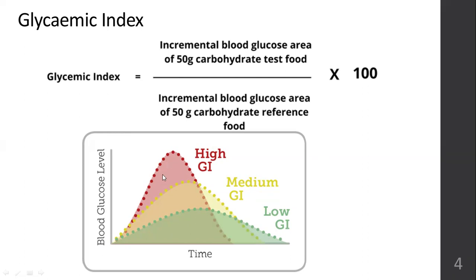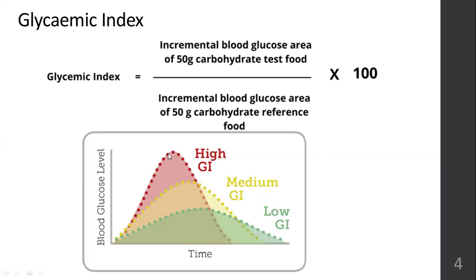Even if you have watermelon juice on empty stomach, it will still give you high glycemic index, because watermelon has a high glycemic index. So we'll see that later.